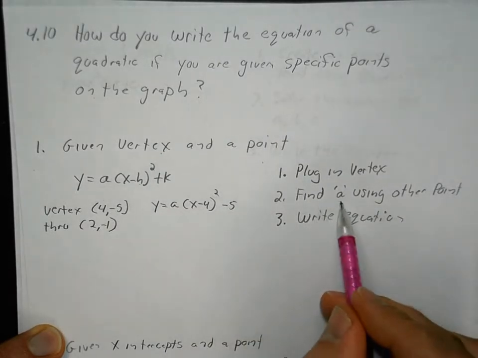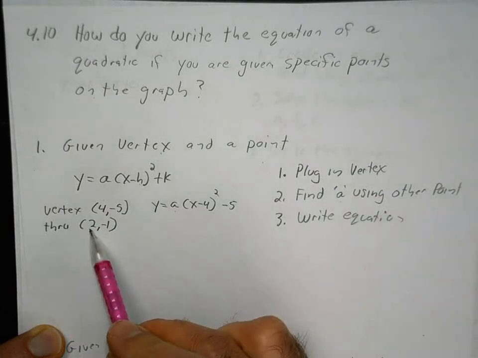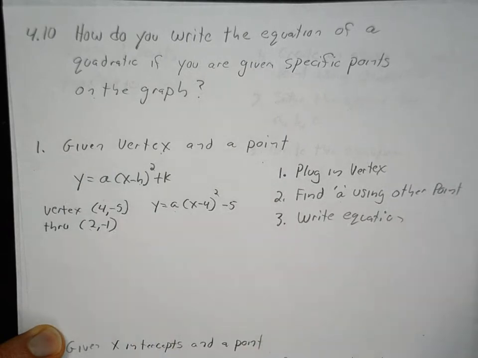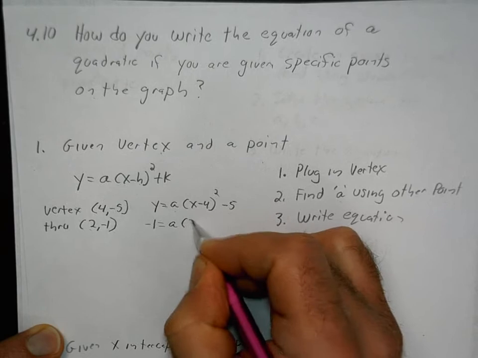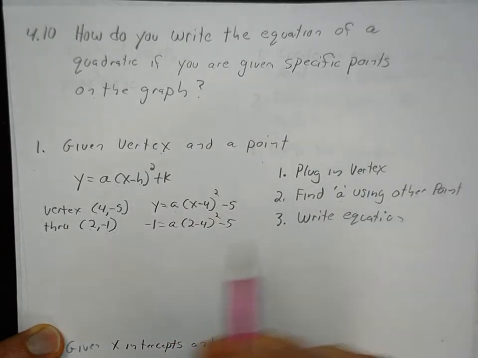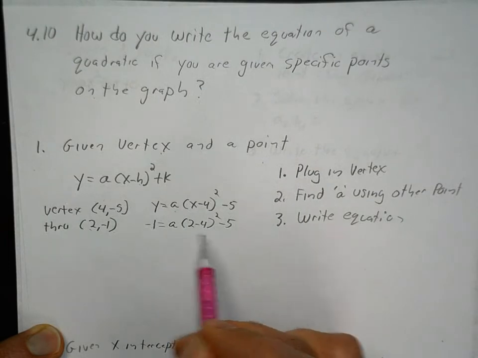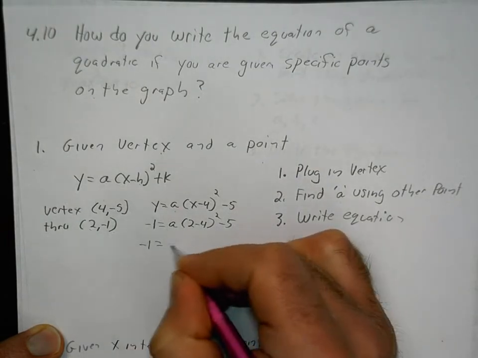Okay, step 2, find the a, the stretch factor, using the other point. And we're going to do that by plugging (2, -1) in for x and y in the equation. Okay, so y is -1. And all that we have left to do here is solve for a. Okay, so let's see what we get here.